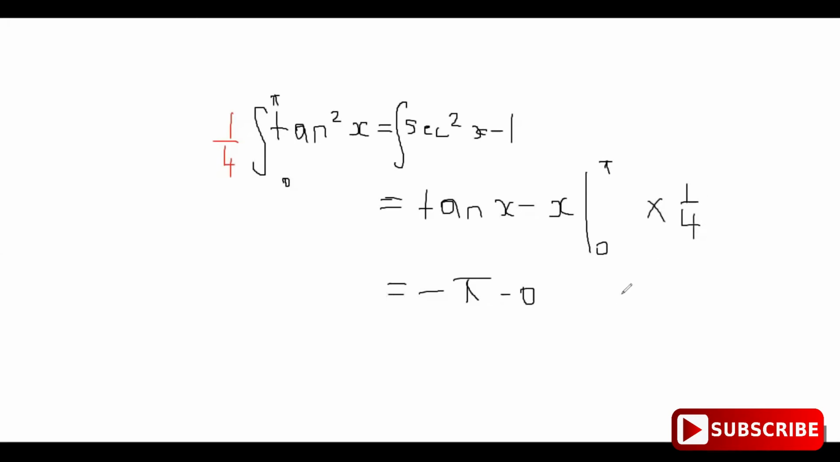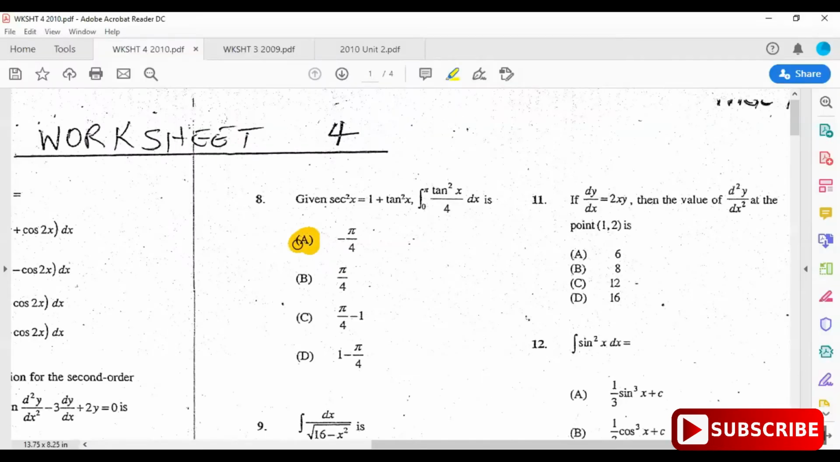The minus pi over 4, the answer then. Yeah, so the answer is minus pi over 4. Minus pi over 4. Easy, right?